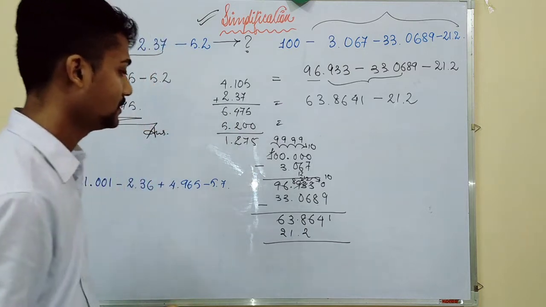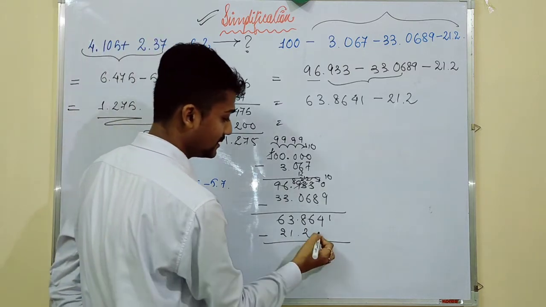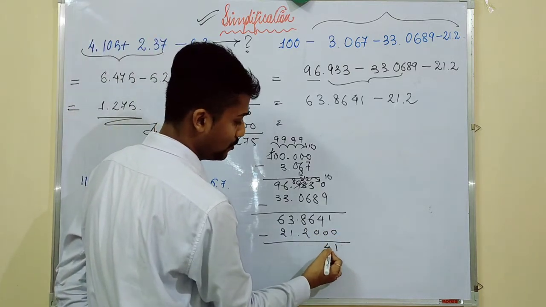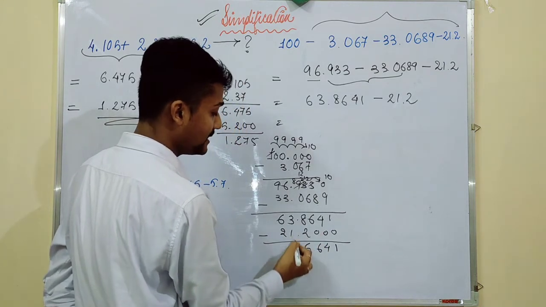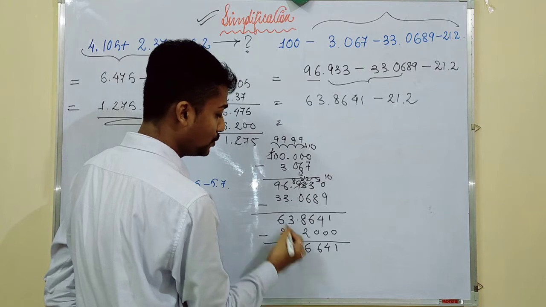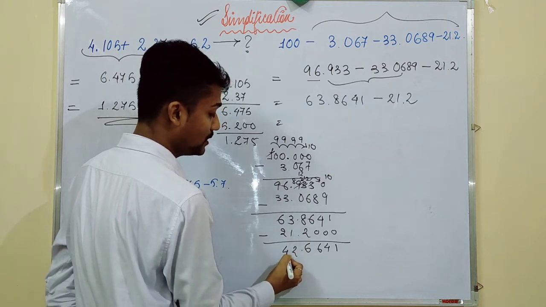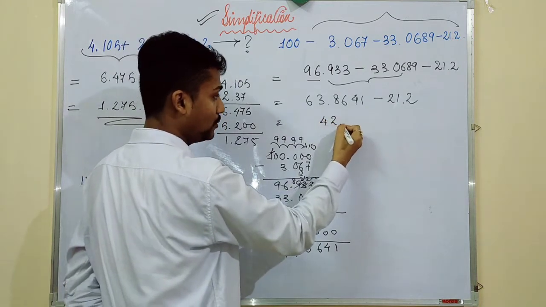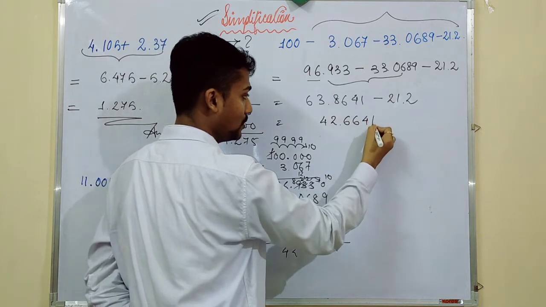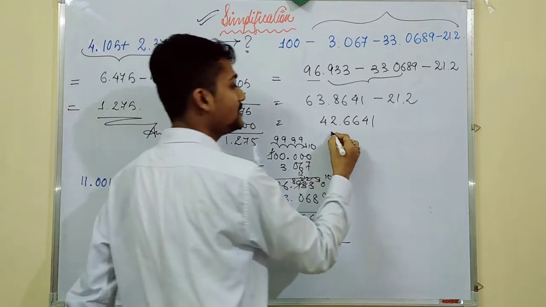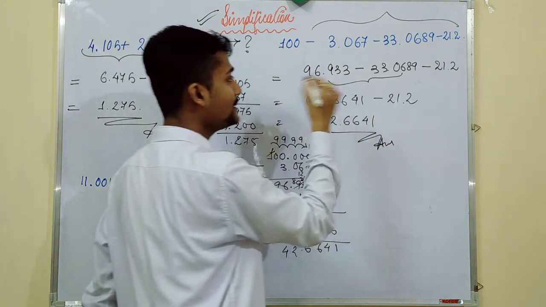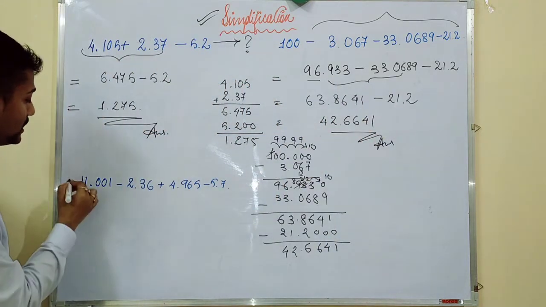So next I will subtract 21.2. Okay. So minus 0, 0, 0. 1, 4, 6. 8 minus 2 is equal to 6. 3 minus 1 is equal to 2. 6 minus 2 is equal to 4. So the answer will be 42.6641. So two simplifications I have shown, and the third one I leave it up to you.